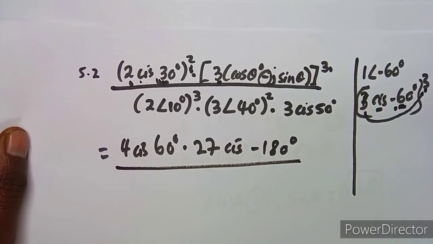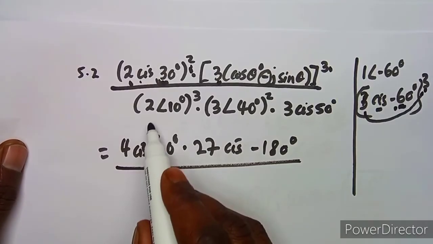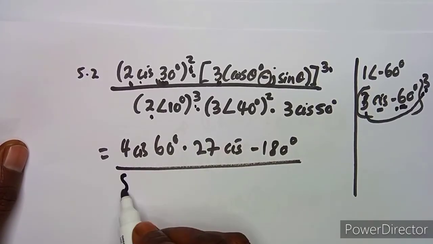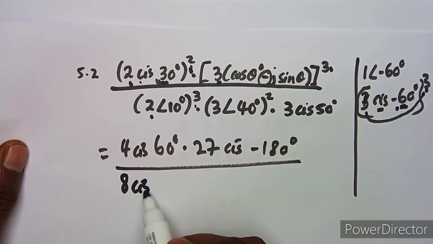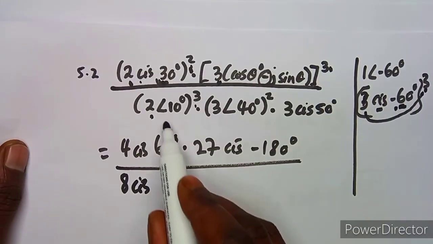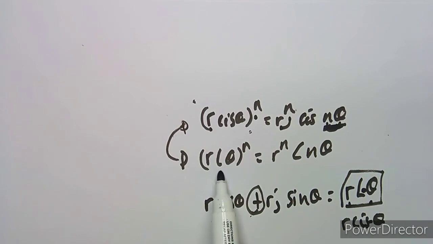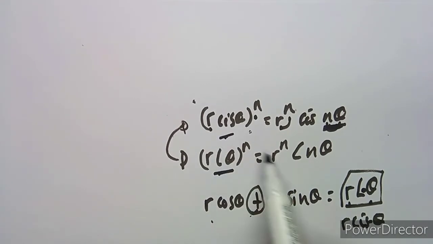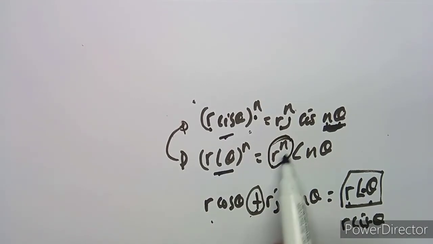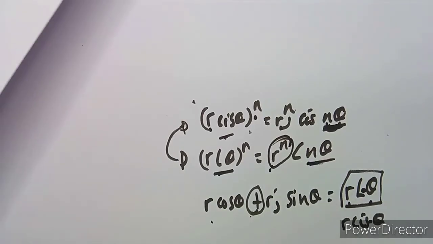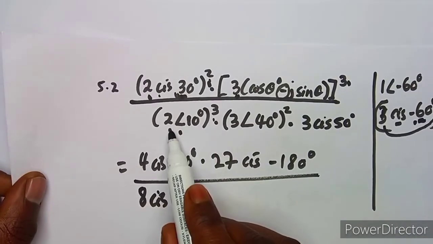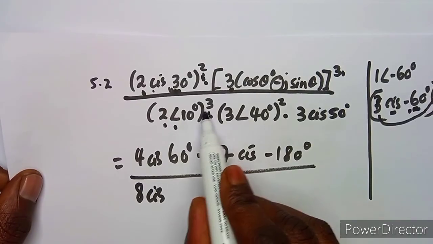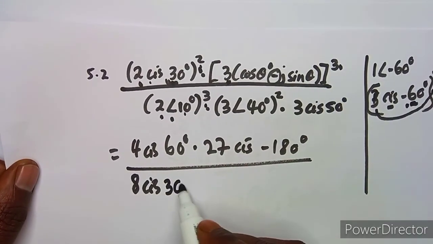We move on to the denominator. There, we've got the same thing, 2 to the exponent of 3, which is 8. I'm just going to write it as cis so that we don't confuse. Like I said, it's one and the same format. It can be like this or like this, but it's one and the same thing. You raise to the exponent, then you multiply by the exponent. 3 times 10, which is 30 degrees.